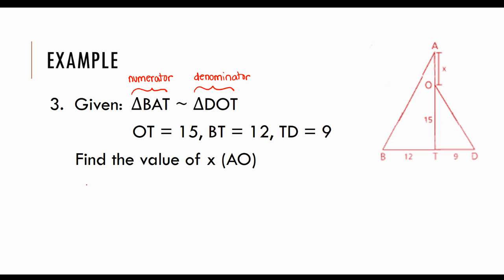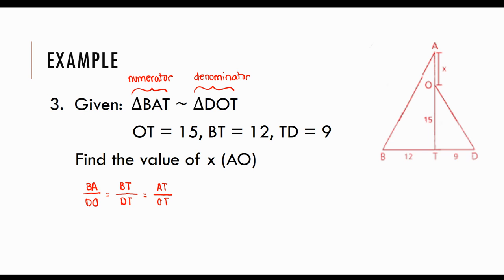Okay, so I'm going to start with BA as one of the sides. That's going to go over DO. That ratio of corresponding sides is going to equal the next side, which would be BT over DT. And then that's going to equal the last side, which is AT over OT.